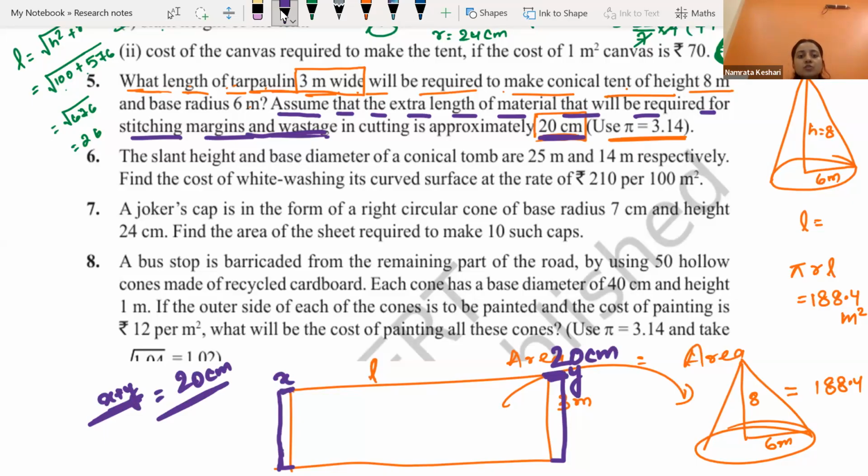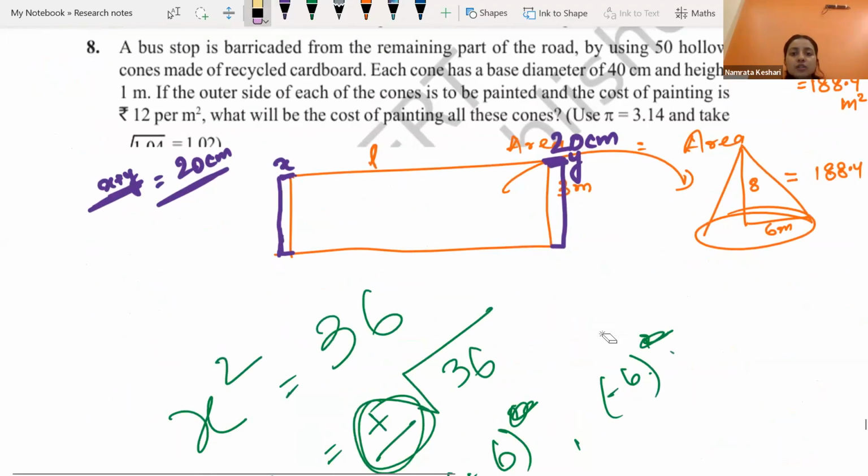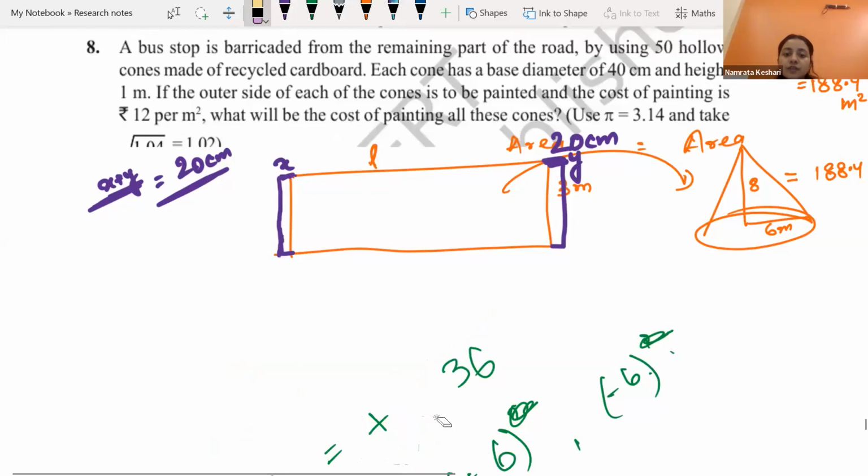So what was exactly the length which we have to find? First, try to understand: whatever cloth you are having, out of that we are making the tent. So we can say that the area of the cloth will be equal to the area of the tent. Yes or no? Yes, ma'am. We can say that. Now the condition given is that it's a rectangular cloth.